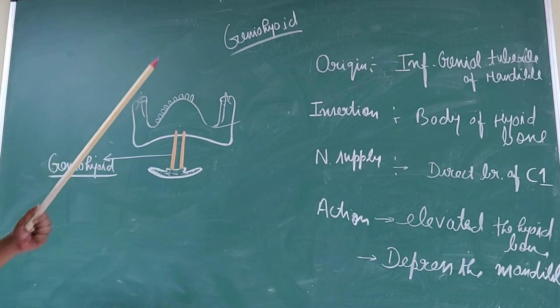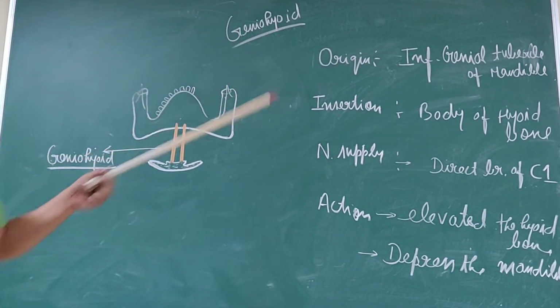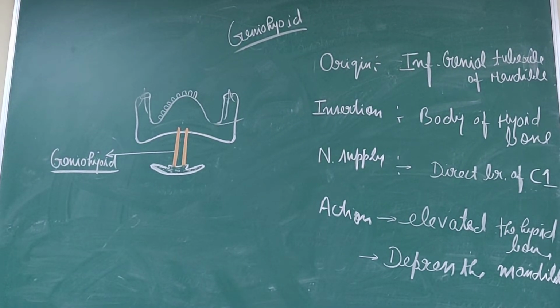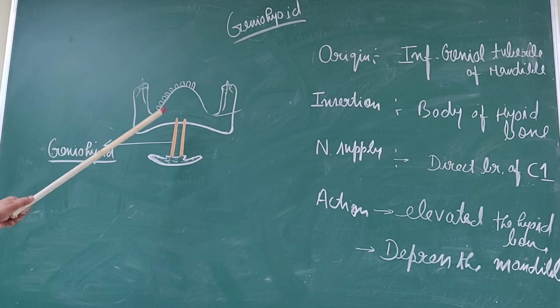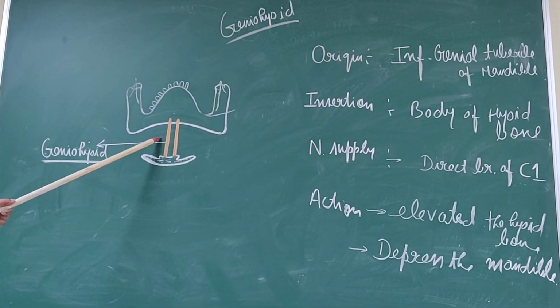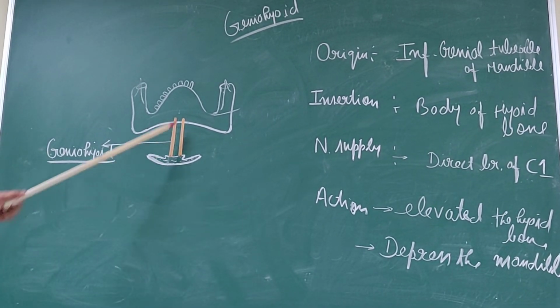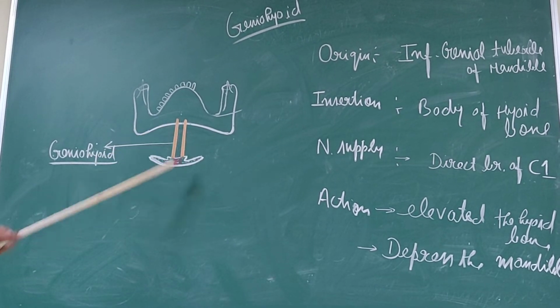Now the last of the suprahyoid muscles is the geniohyoid. This is the smallest muscle. It is situated in the third plane, meaning it is situated deep to the mylohyoid muscles. If you remove the mylohyoid, then we arrive at the geniohyoid region. All the muscles are in pairs; the geniohyoid is present in a pair.